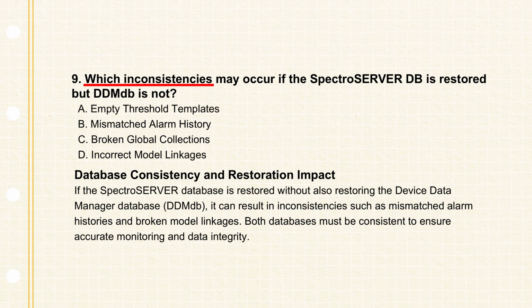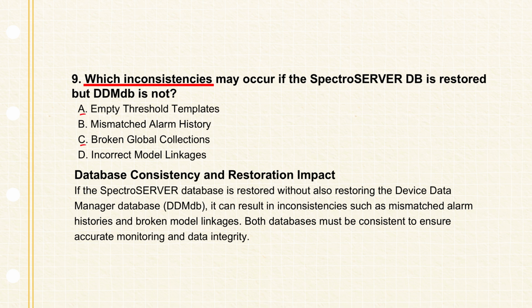Right. You're asking for trouble. What kind of trouble? You'll likely run into mismatched alarm history and incorrect model linkages. Okay, explain those. Mismatched alarms. Yeah. The Spectre server DB might know about historical alarms related to models that, according to the unrestored DDMDB, have different configurations or maybe don't even exist in the same state anymore. So your alarm history becomes unreliable, maybe even nonsensical.